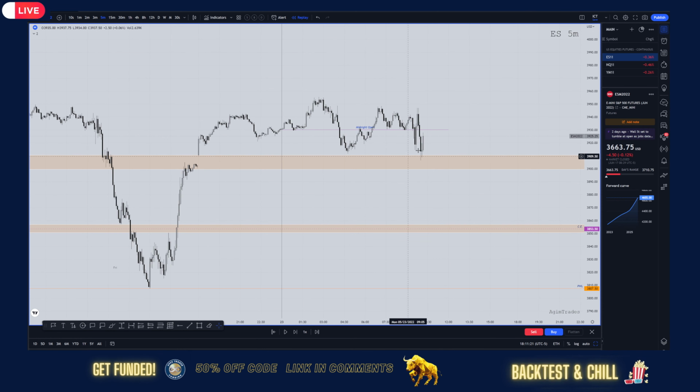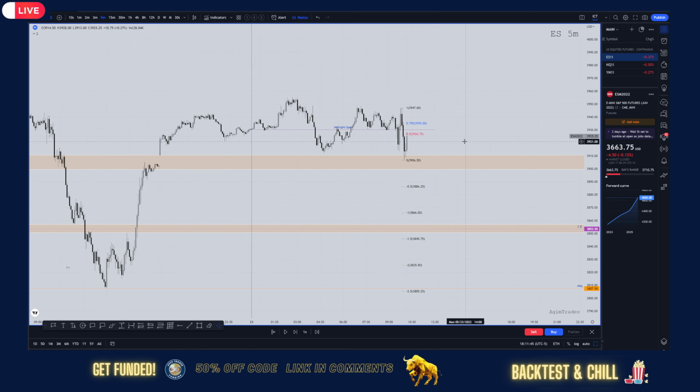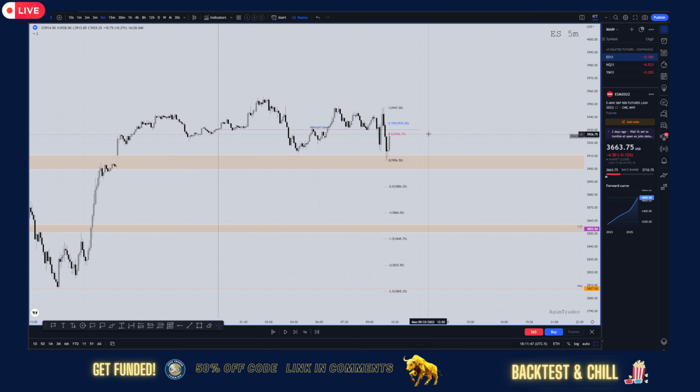So we have a market structure shift. We have some relative equal highs, some more up here. I do believe we're going to the downside. I could take a short here at this point, since we did have a structure shift and we have fair value gaps. I would just make sure it's in premium. So I'll take a fib and I'll look at price like so.